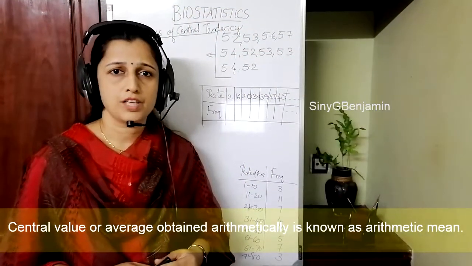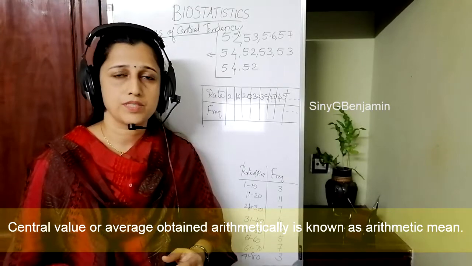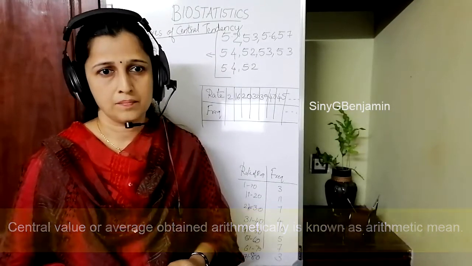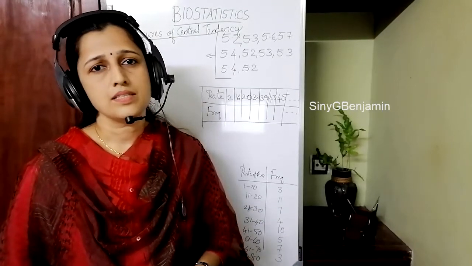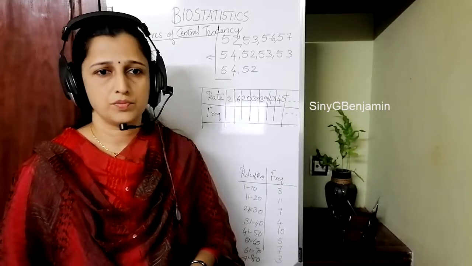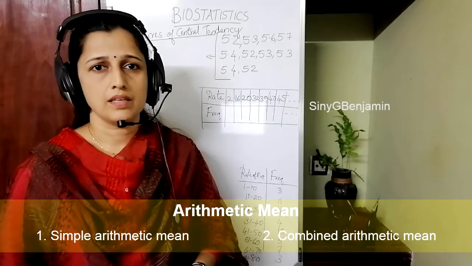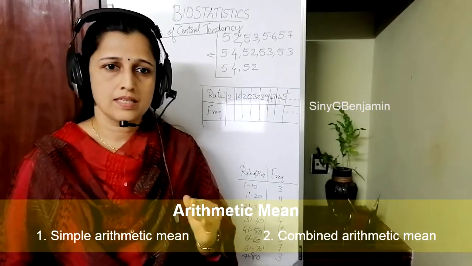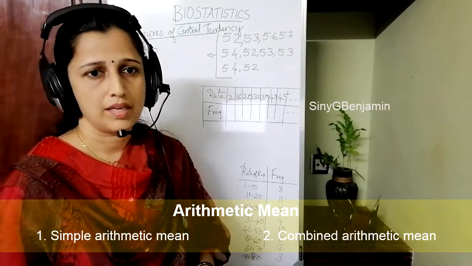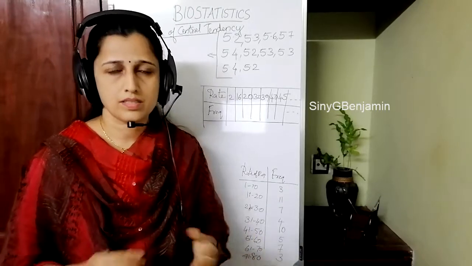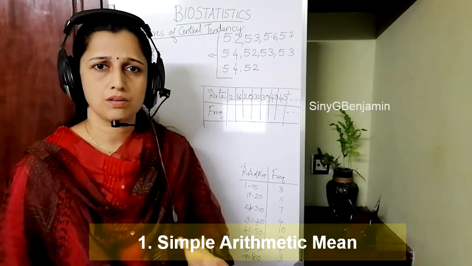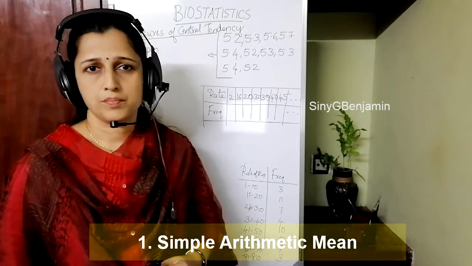The central value or average obtained arithmetically is known as the arithmetic mean. Simply, arithmetic mean is average, as I said earlier. Commonly we say average for arithmetic mean. And arithmetic mean is of two types: simple arithmetic mean and combined arithmetic mean. First, we'll be discussing the simple arithmetic mean, which we commonly use in all the experimental purposes.